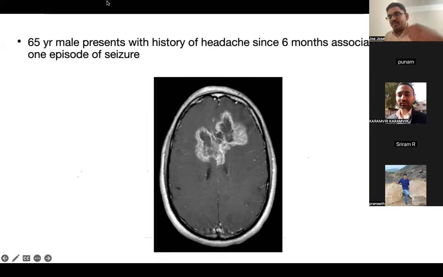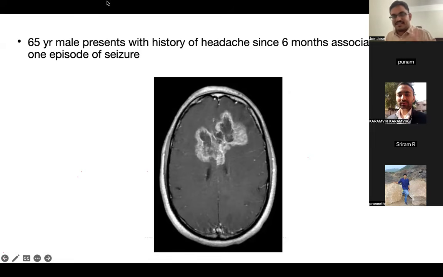Okay. In the STUPP protocol, what else can you add? As per the latest treatment protocol, you have tumor treatment fields. So currently you have maximal safe resection, 60 Gray in 30 fractions of radiation with temozolomide, adjuvant temozolomide for 6 months, right? Following that, you can also add tumor treatment fields, which is a scalp electrode array that is kept, and that also increases the overall survival. Okay, so that is the full treatment protocol for GBM.